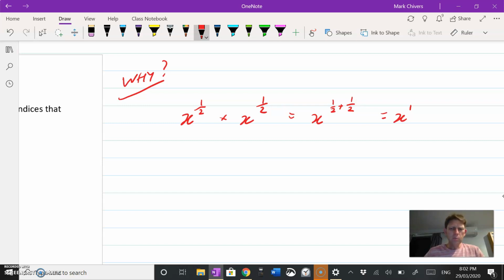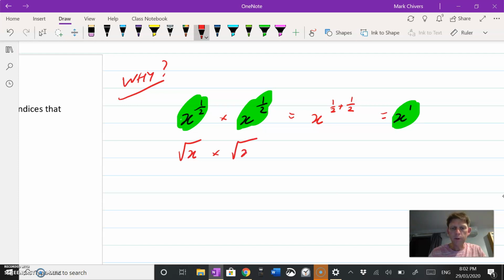But really, what are we saying there? We're saying if we take two things that are exactly the same as each other and multiply them by each other, we end up with x to the power of 1. So the only thing that would fit that particular scenario is the square root of x. If I took the square root of x and multiplied it by the square root of x, I'm going to get x, because this essentially is the square root of x squared. And once again, that's going to equal x. So that's how we end up with this particular rule, just so you understand where it's coming from.